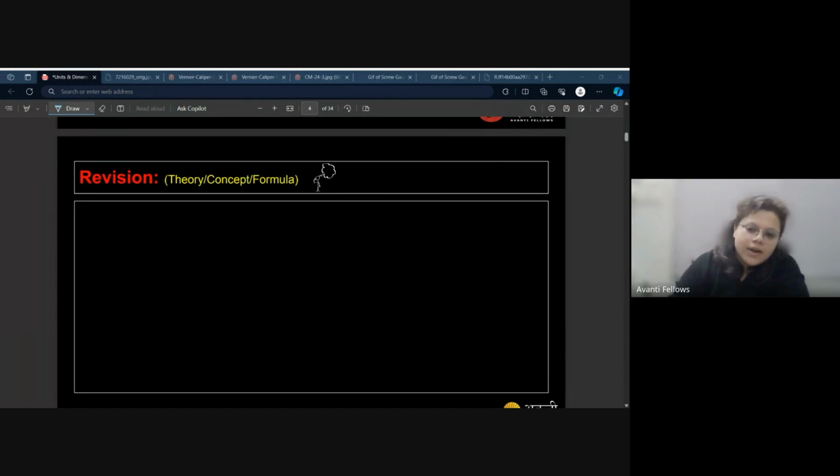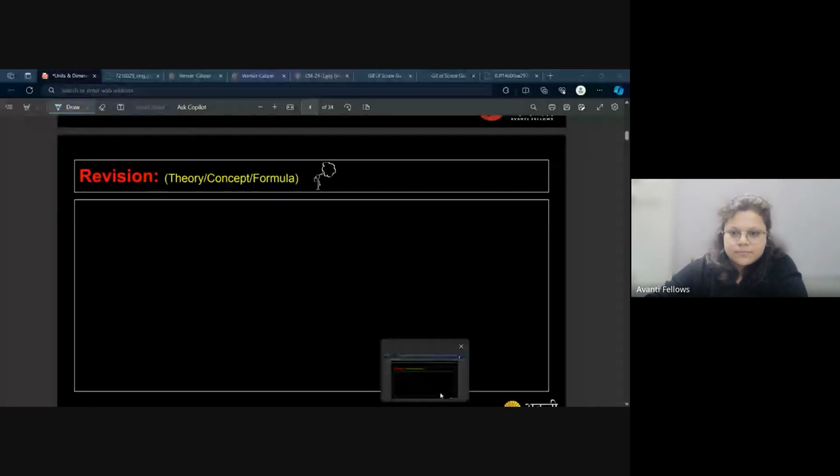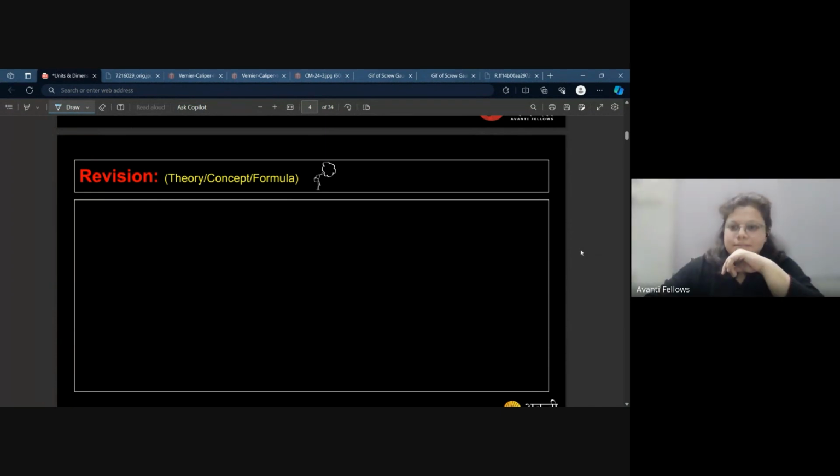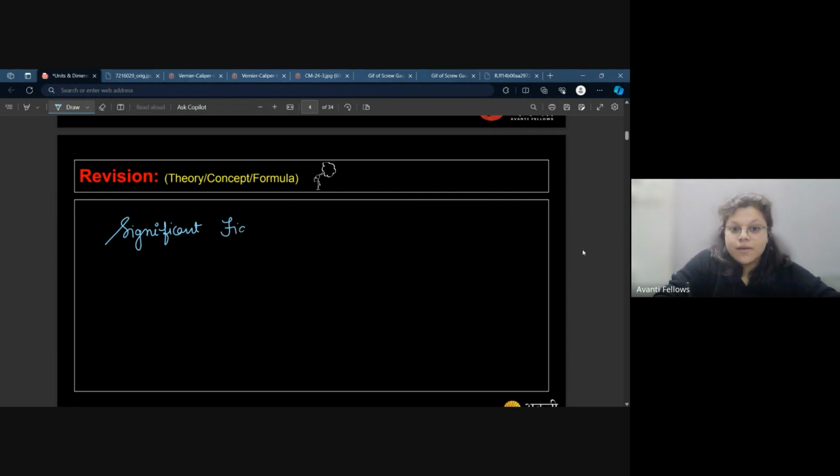Okay, Harshita, please. Ma'am, we have studied about the significant figures and rounding off the digits. Very nice. Yes, Gayatri, please continue. Ma'am, we studied rounding off and significant figures: leading zeros, trapping zeros, and trailing zeros, and calculating significant figures. Nice detailing. And the error: absolute error, relative error, mean absolute error. Yes. Very nice.